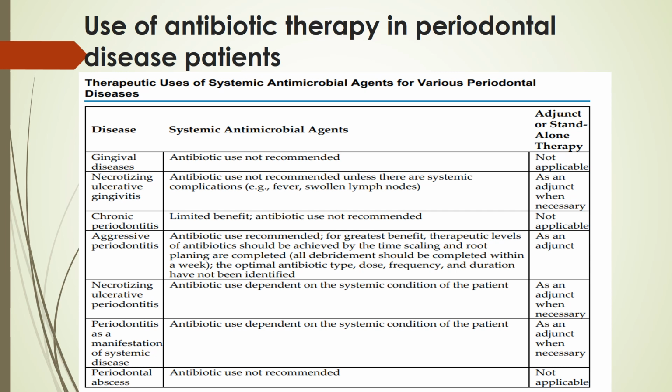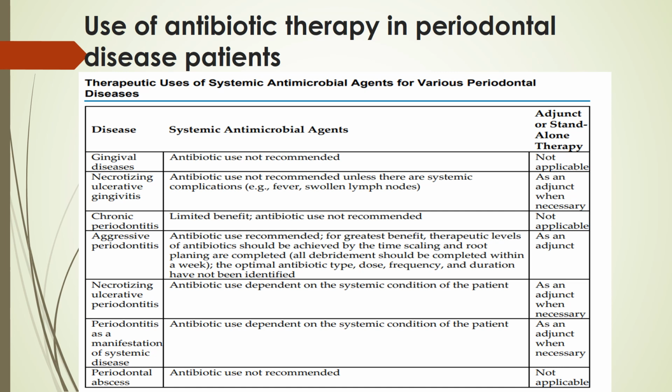Chronic periodontitis is usually associated with slow progression of disease, so it is usually recommended to have other mechanical ways of therapy. Coming to aggressive periodontitis, there is more host modulation or more bacterial influence, for example Aggregatibacter actinomycetemcomitans (AA). So antibiotic use is recommended for greatest benefit.